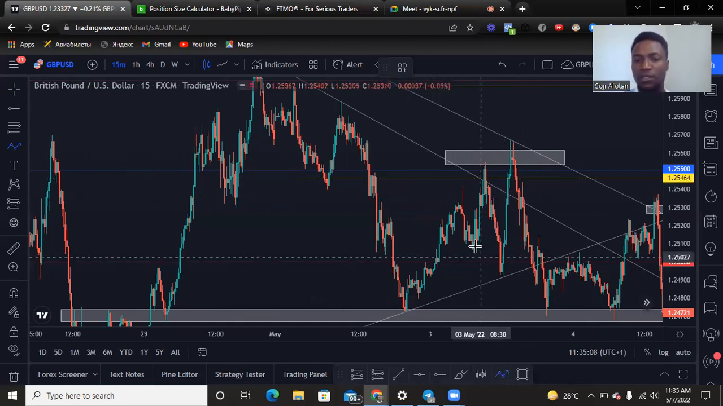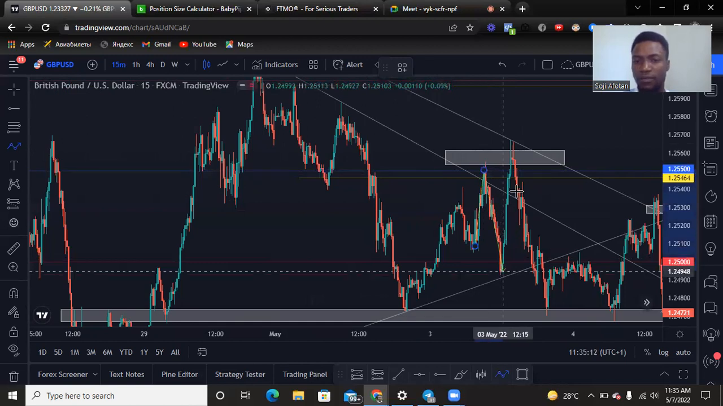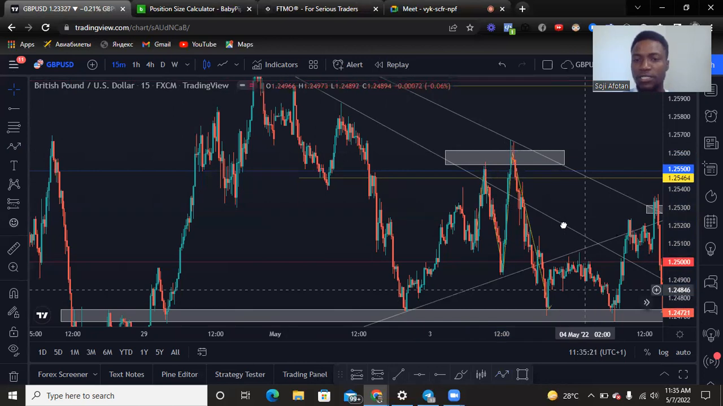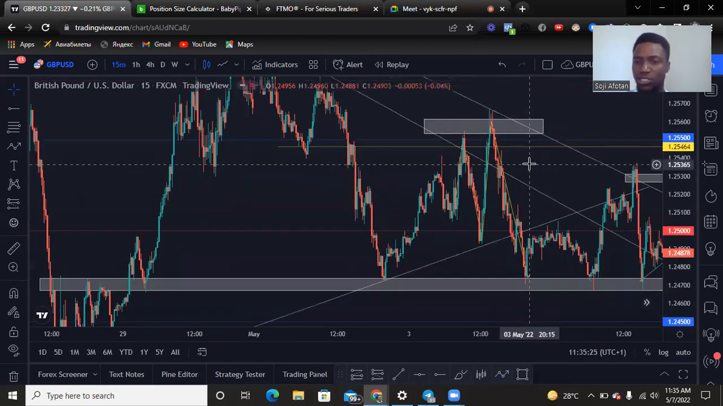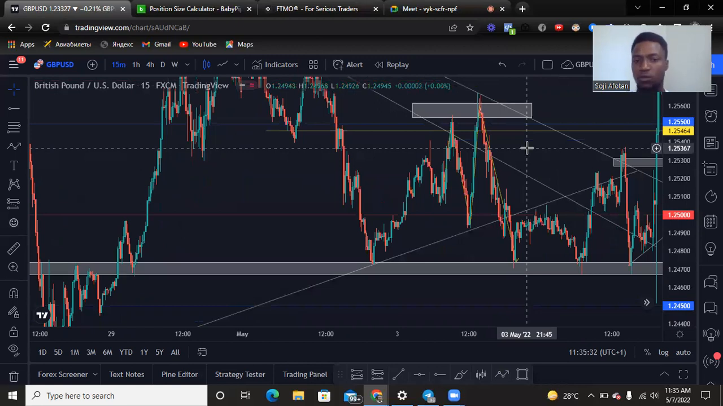Now, why did I say it's an M pattern? Just take a look. This is the first leg. This is another leg. This is the second leg. And then the market pushes down. So this is an M pattern, but this one is large. It's like the M is big. Yeah, there are times you could have tiny ones.